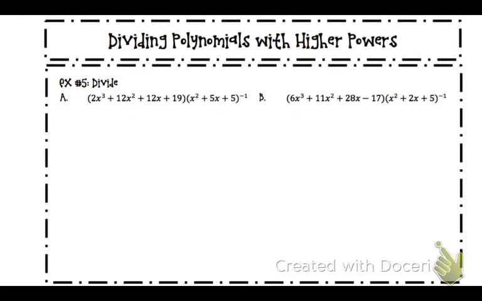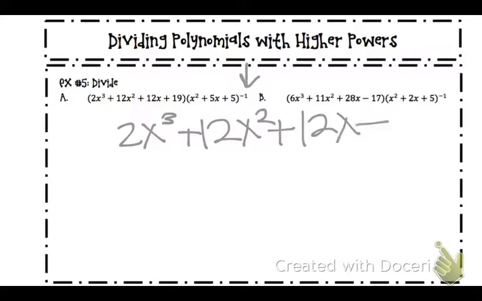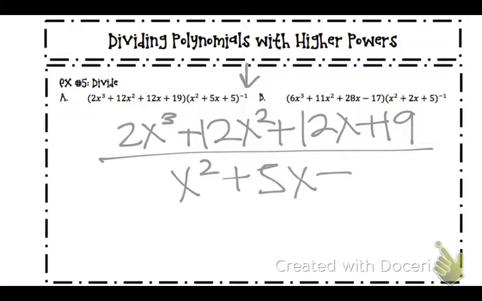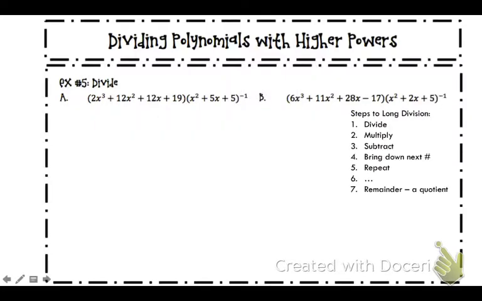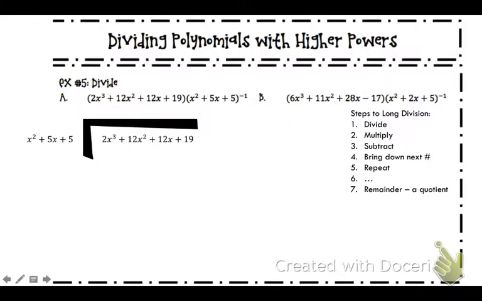So first, what I want to talk about is this negative 1 right here. That means that this is being divided. So this is the same thing as 2x cubed plus 12x squared plus 12x plus 19 over x squared plus 5x plus 5. So this negative 1 just drops it down into the denominator. So we can just divide this the same way we've been dividing these. The 2x cubed plus 12x squared plus 12x plus 19 is inside. x squared plus 5x plus 5 is on the outside.